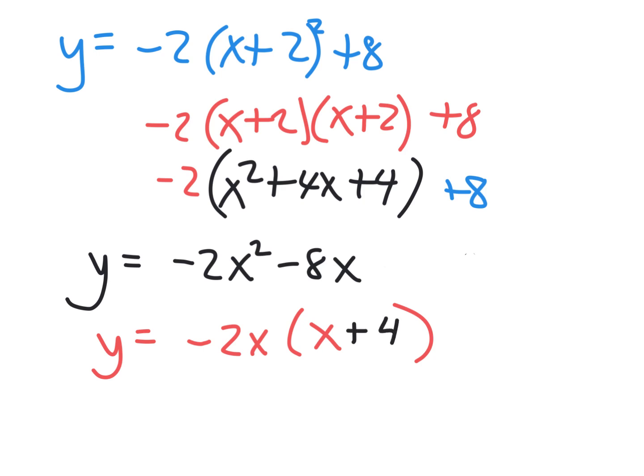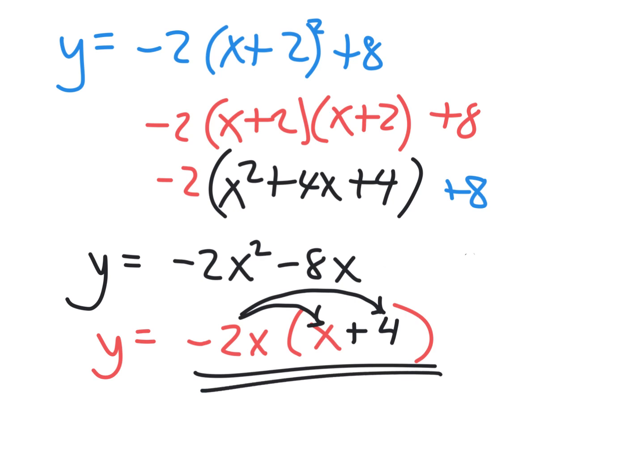Now, here's how I can tell it's right. This times this makes -2x squared. And this times this, I should have taken the time to check it, is -8x. There. That's what it should be, and I think that's what it is.